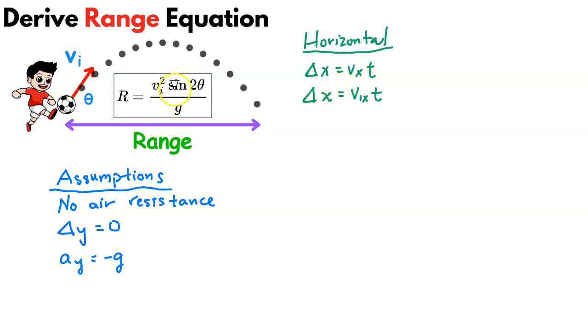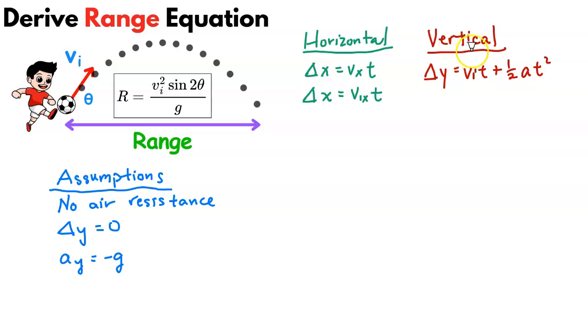Now, since we're looking for an equation with the initial velocity, I'm going to substitute vi, v initial, on the x-axis. Because it's going at constant velocity, the initial velocity will be vix. The final velocity will be the same, but we're looking for an equation with the initial velocity, so I'm going to go ahead and use vi.